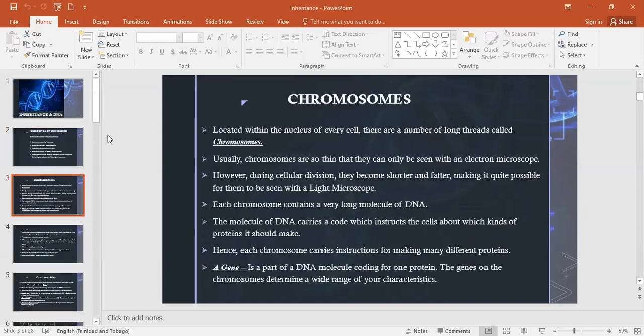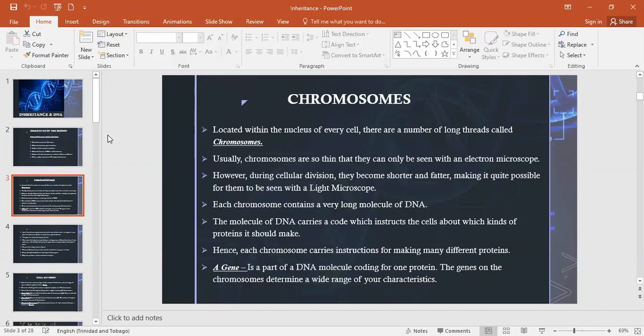All right, so we learned about chromosomes last time, right? Remember, we said that they are located in the nucleus of every cell. And we had also said that they cannot be seen unless the cell is starting to divide, when they become short and fat, and that is actually the time in which you would get to see them, all right?